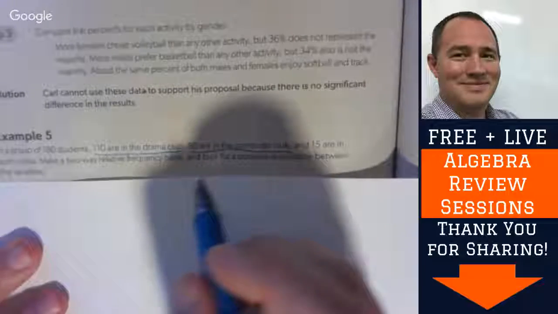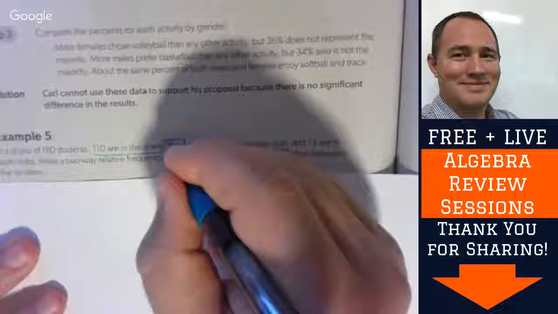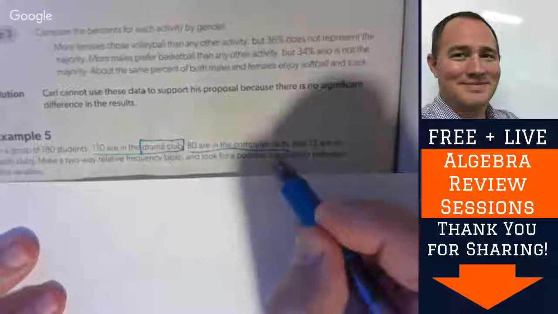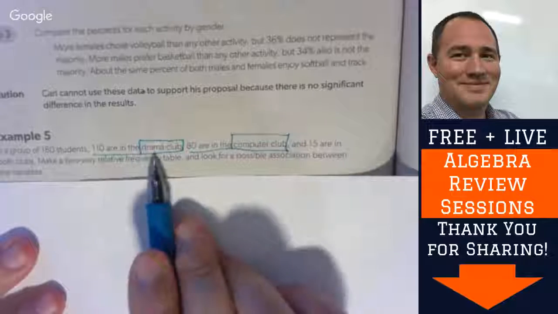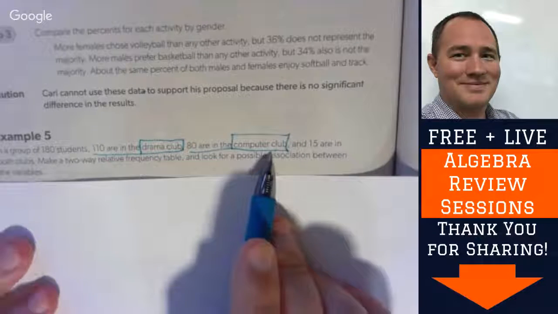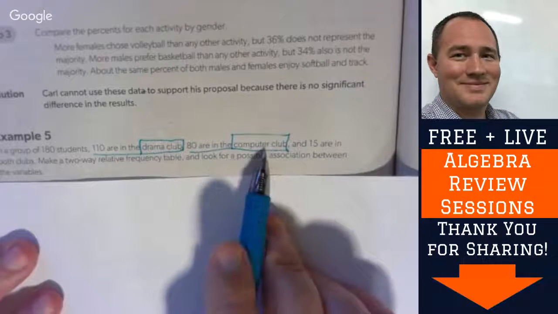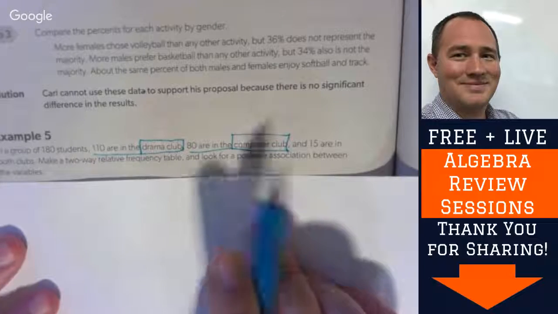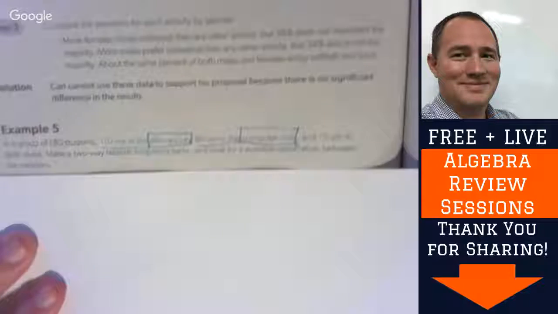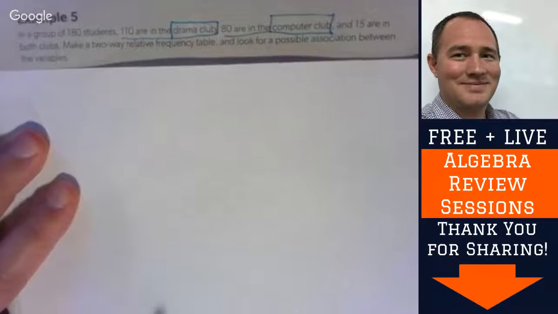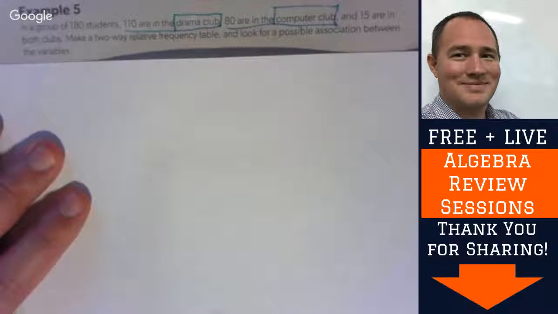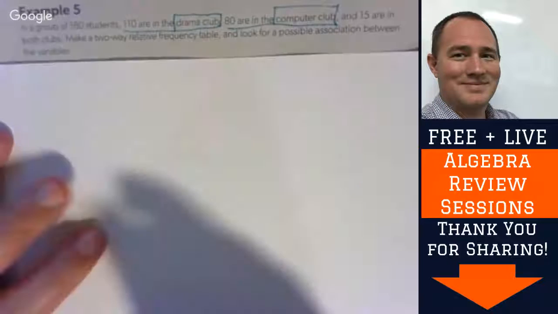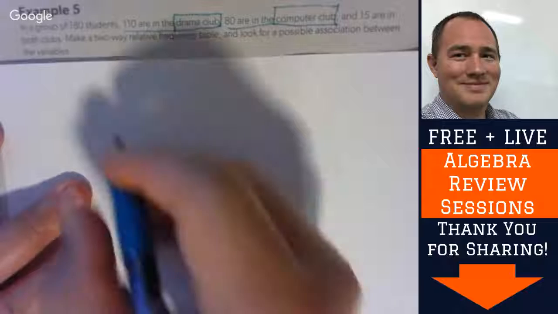If you only have two items that we're looking at, drama club and computer club, then this is what it's going to look like. You're going to put computer club for the headers of the columns, and drama club for the headers in the rows. So here's what it might look like.